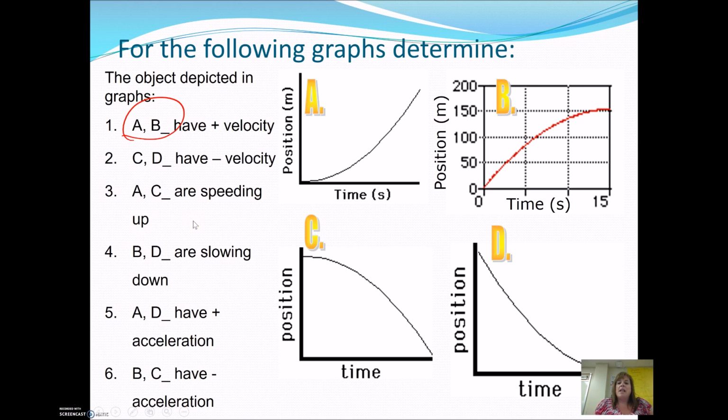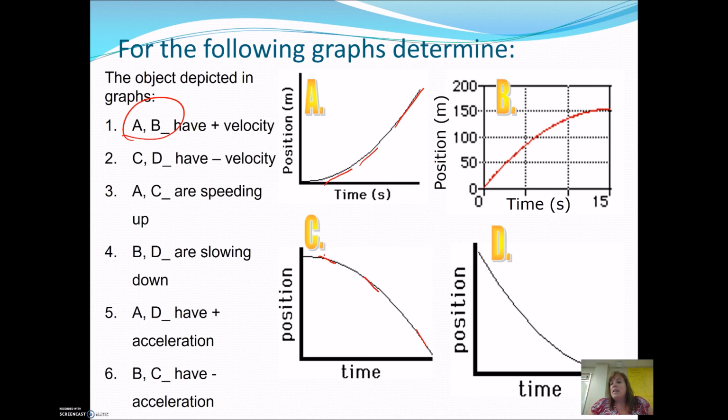For ones that are speeding up, it's A and C. How do you know? Well, what you're looking for is an increase in the slope. So here the slope is getting steeper and steeper and steeper. If we drew a bunch of different tangent lines, you'd see that those lines get steeper and steeper as we go. Same thing here with C. If we draw some tangent lines, you can see that it gets steeper as we go. So steeper means we're speeding up for a slope.